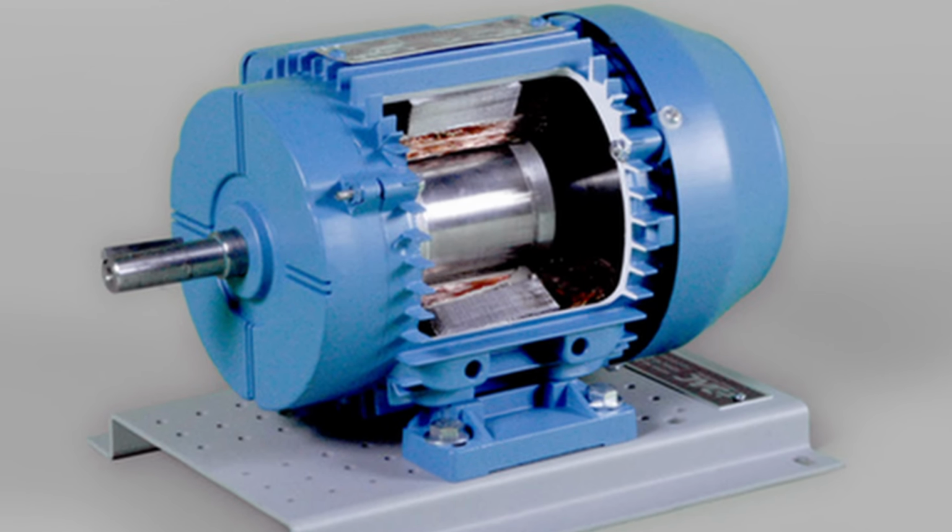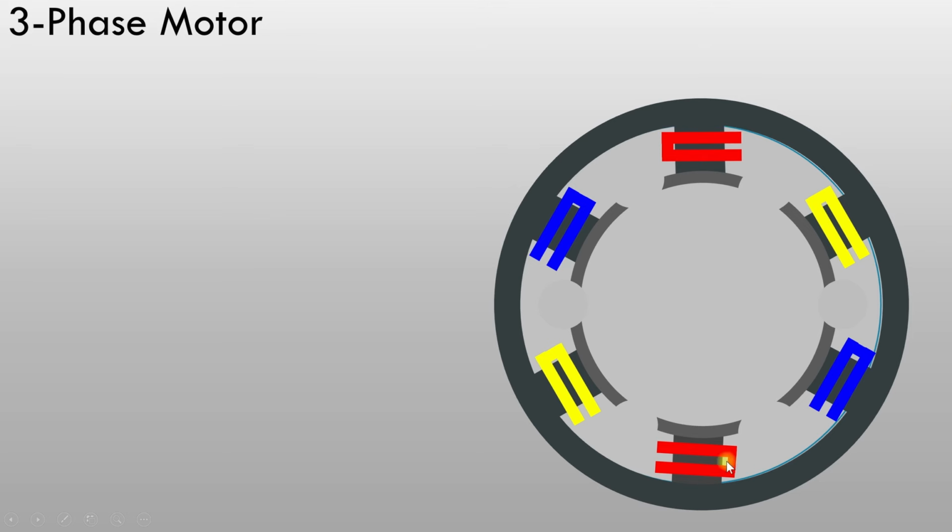Now that we have seen how 3-phase power is generated, let's see how an AC induction motor, a 3-phase squirrel cage motor, consumes 3-phase power without any other equipment. This is a 3-phase AC induction motor. This is the stator, which is the stationary part. It has 3-phase windings. The red one is the phase 1 winding, the yellow one is the phase 2 winding, and the blue one is the phase 3 winding.